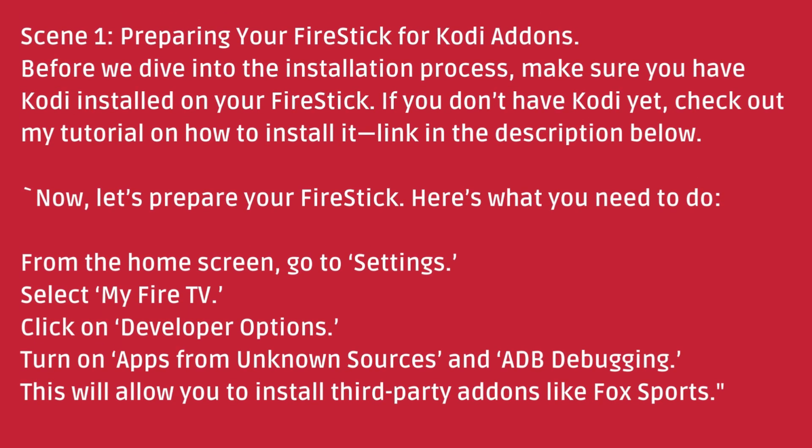From the home screen, go to Settings. Select My Fire TV. Click on Developer Options. Turn on Apps from Unknown Sources and ADB Debugging. This will allow you to install third-party add-ons like Fox Sports.